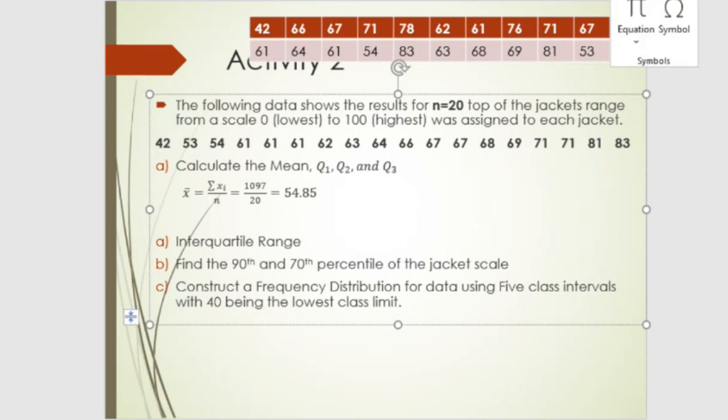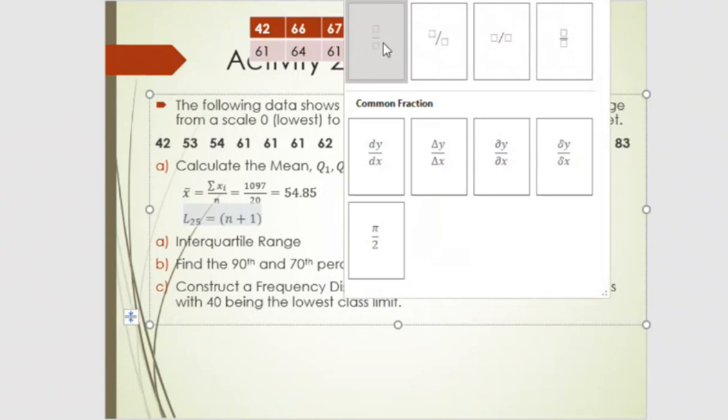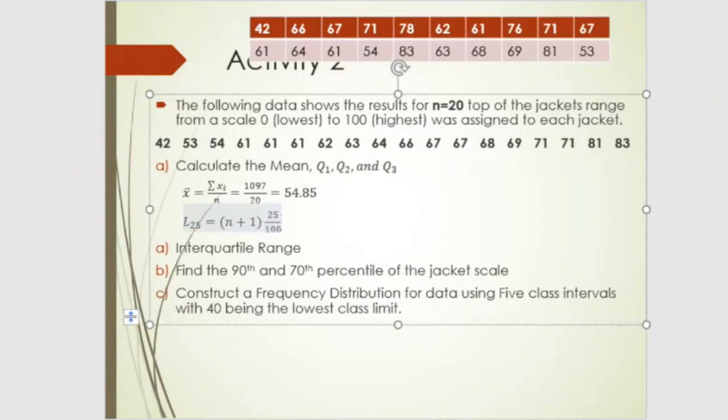Let's do Q1. I'm sure you've already calculated this. The location of Q1 is 25 over 100 times N plus 1, which is 20 plus 1, so 25 times 21 over 100. What is the answer? It's 5.25.